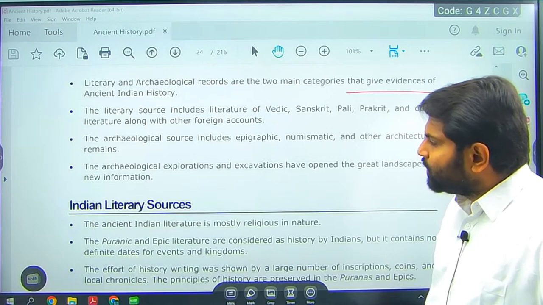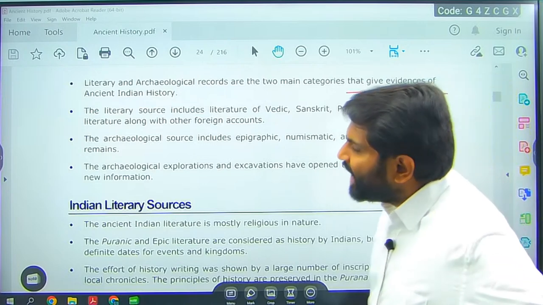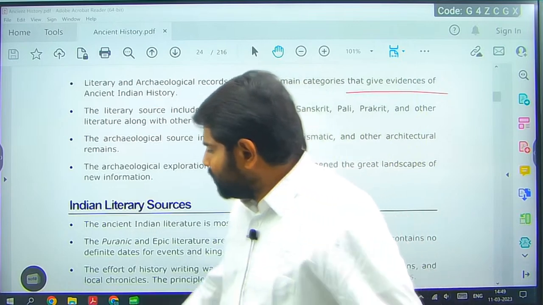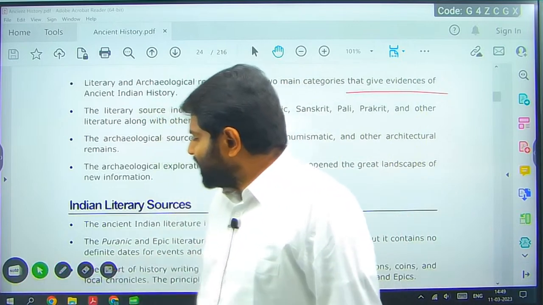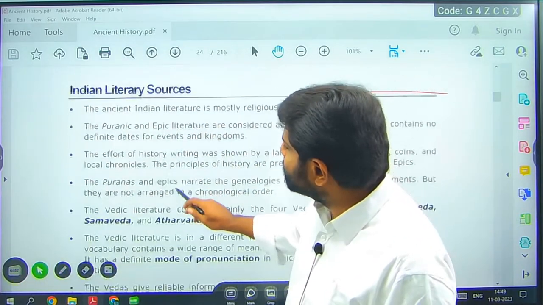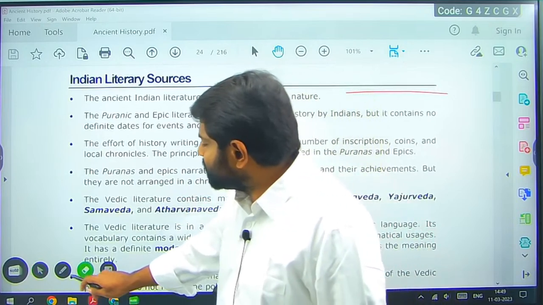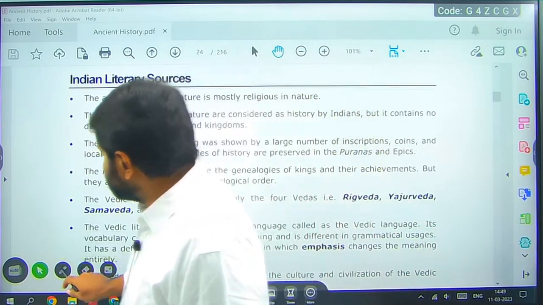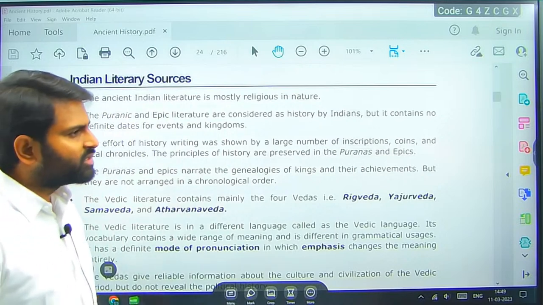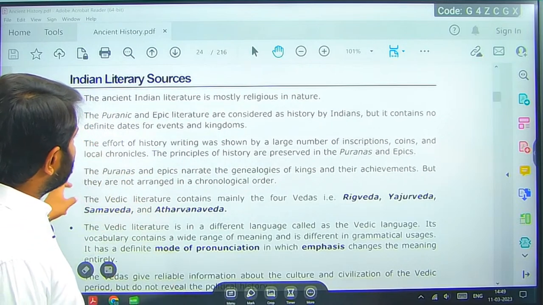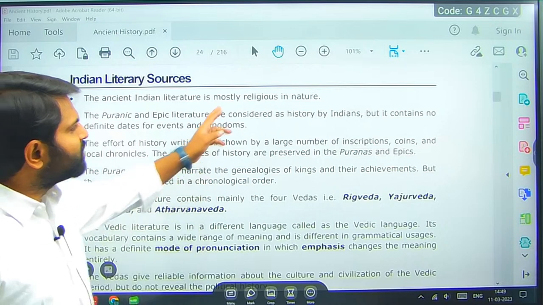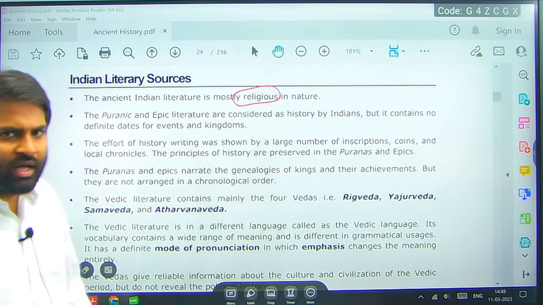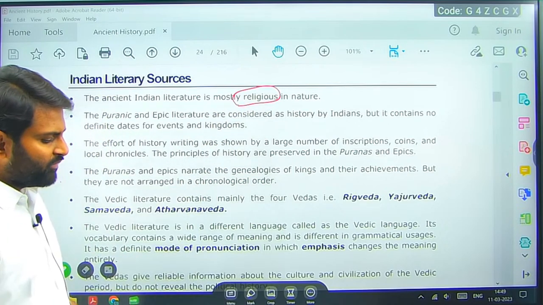The archaeological explorations and excavations have opened the gate of landscapes, finding new information. Every single day when you excavate, you see information. Through information, we reconstruct our history. Ancient Indian history literature is almost religious in nature. As I said, religion used to be dominant before.